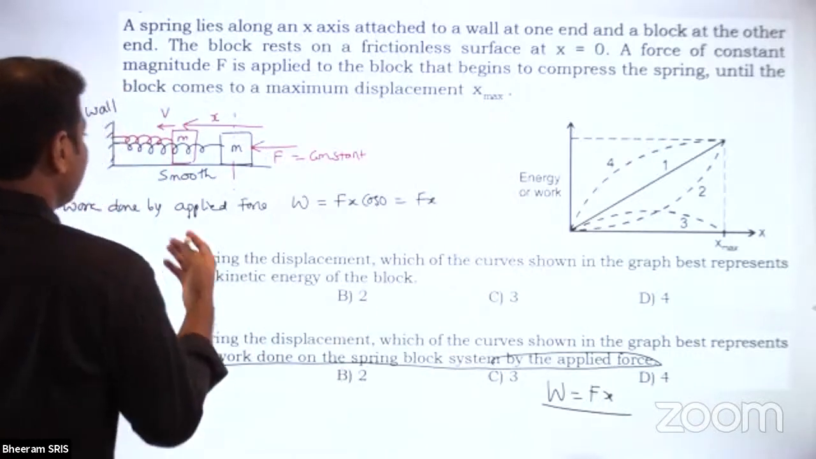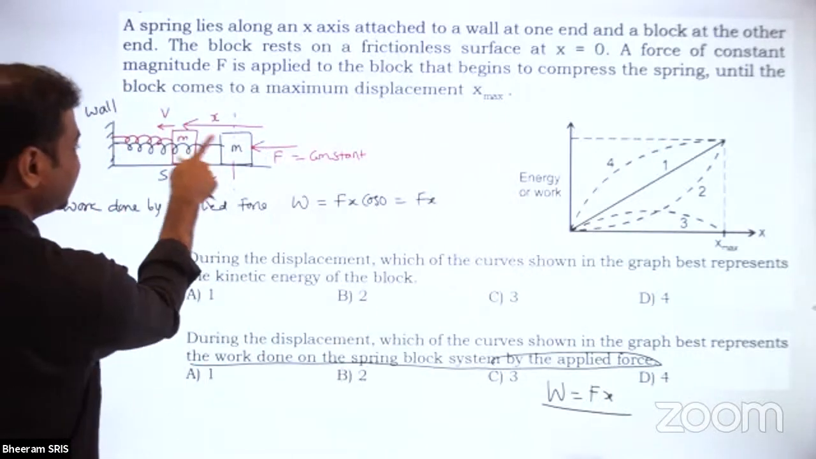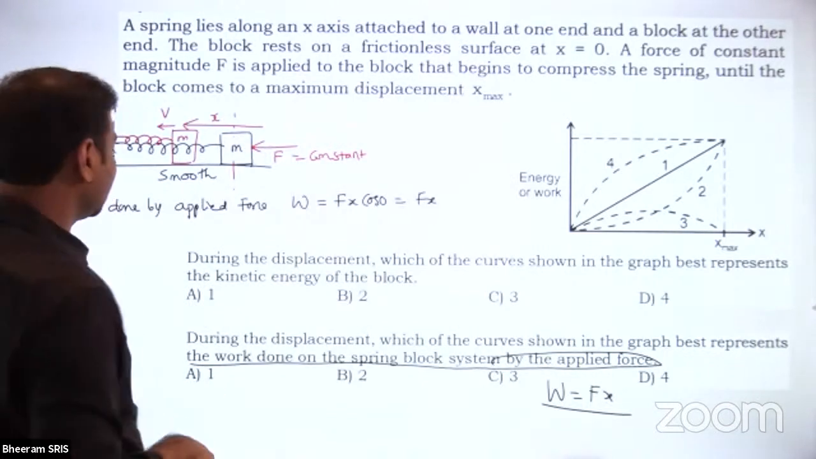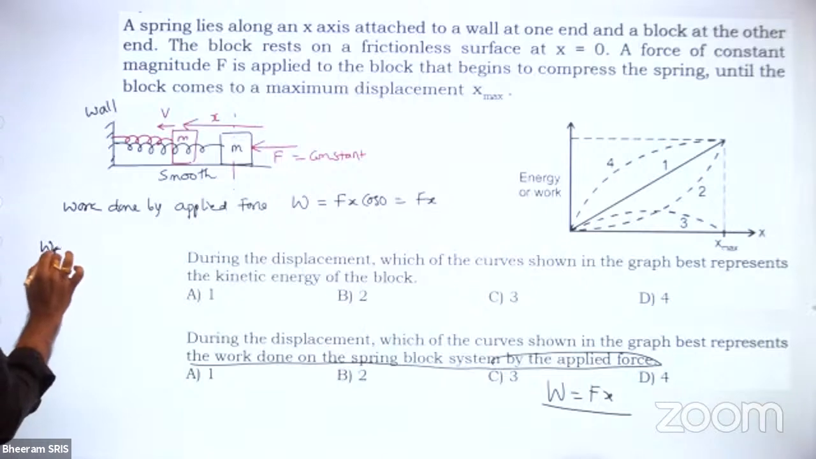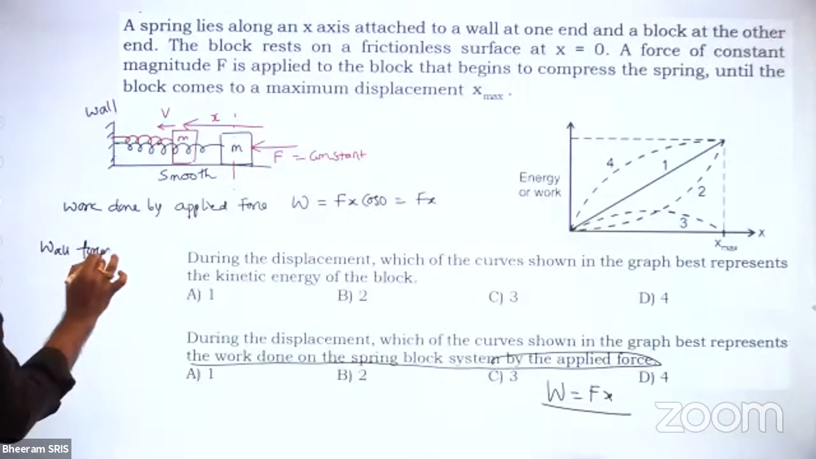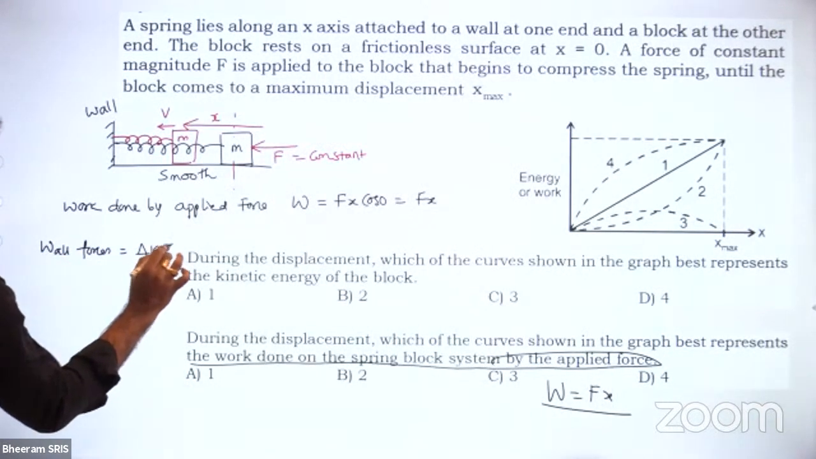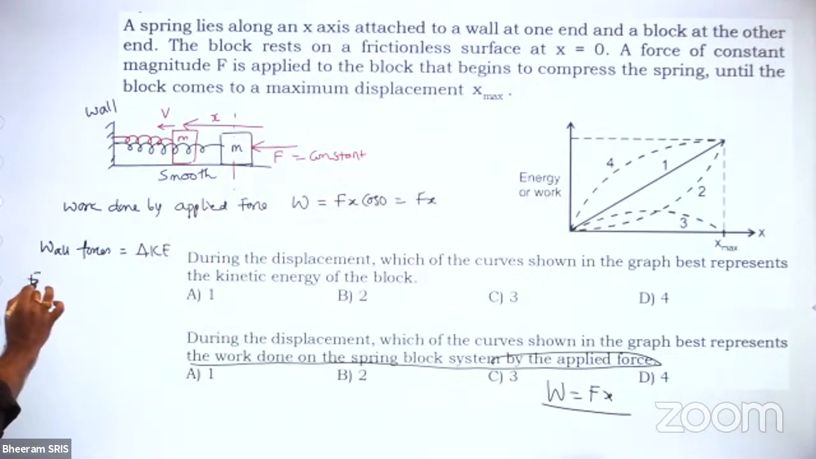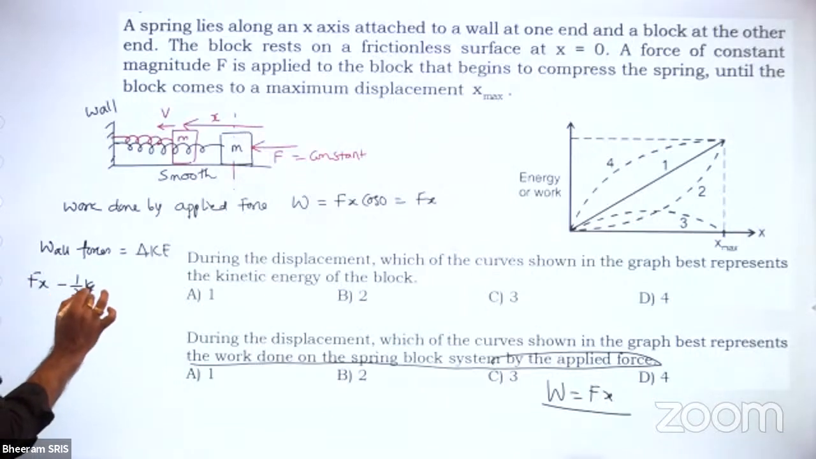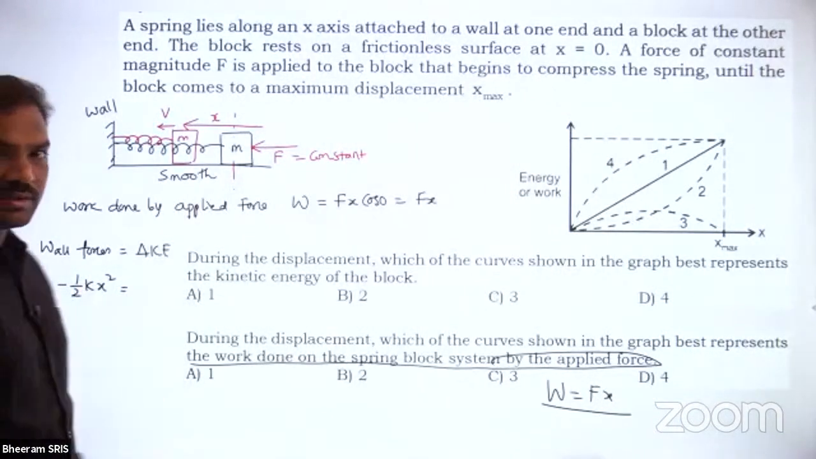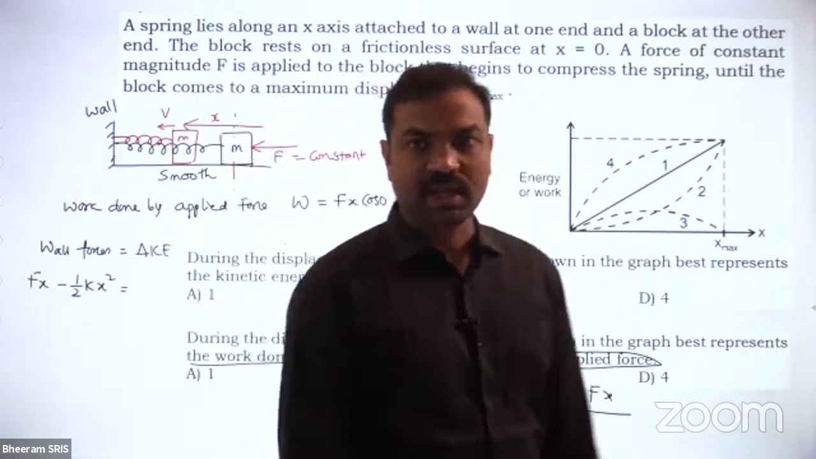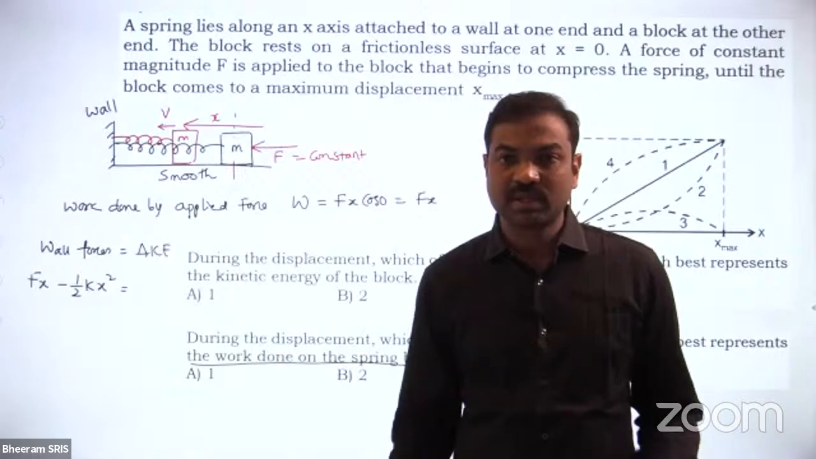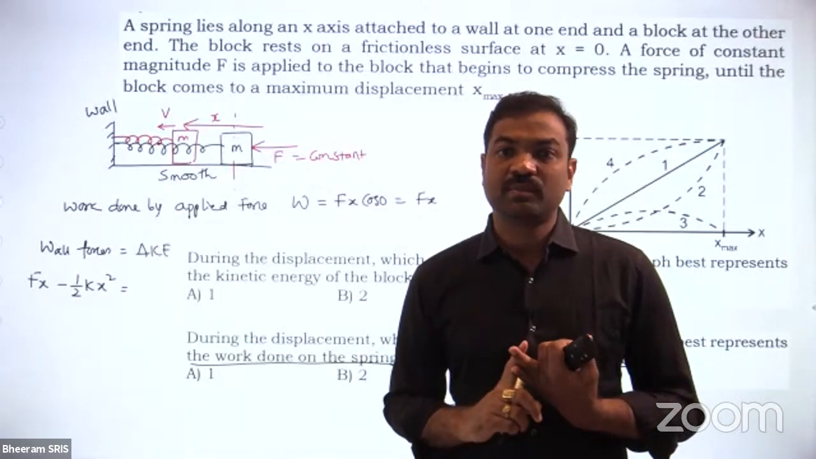And what is the kinetic energy of the block? Half mv square. And if it is displaced by x amount, what is the work done by the spring force? Minus half kx square. So I can write down now, work done by all forces is equal to change in kinetic energy. Work done by the applied force is F into x, minus the work done by the spring force, half kx square. I think all of you remember. Work done by the spring force is minus half kx square, because spring force and displacement are always opposite to each other.